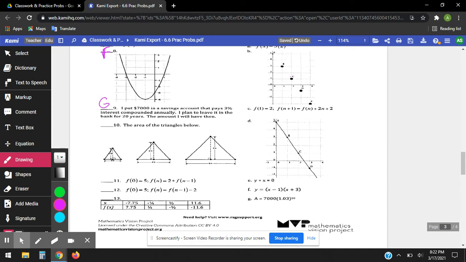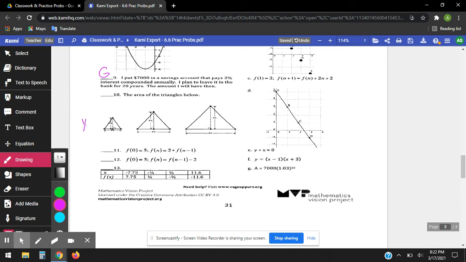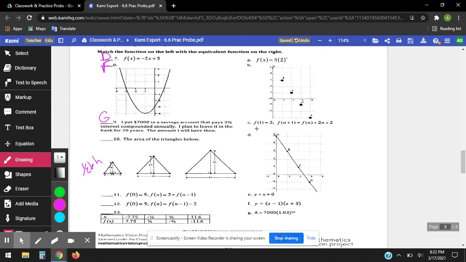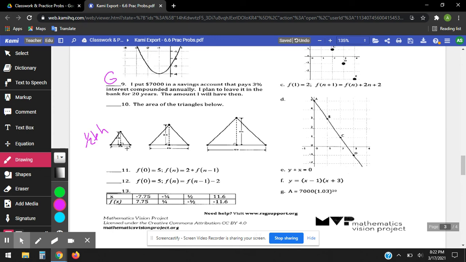All right, the area of the triangle below. So area would be half of the base times the height. Well, it looks like I'm starting with, no, that's not going to be a half of the base times the height. That's not really 1. Let's look at here. 1 equals 2. I zoom in here. I think I can see that this is a 2 down here. And so f of the next one is the current one plus 2n plus 2.